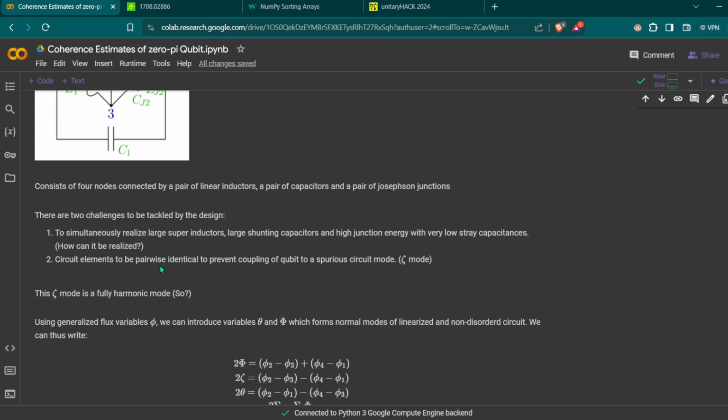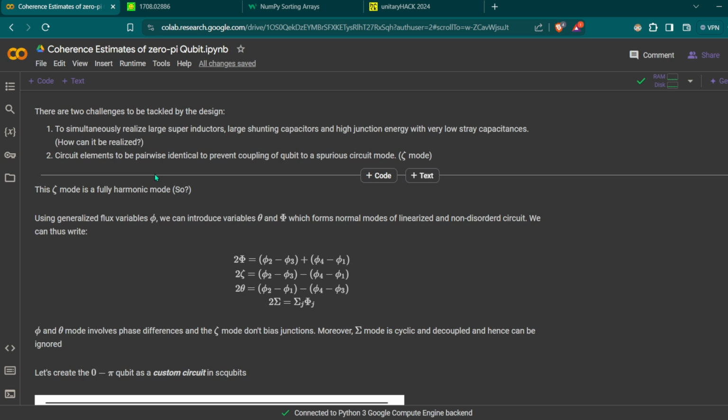And there is another challenge which needs to be tackled, and that is the circuit elements to be pairwise identical to prevent coupling of qubit to a spurious circuit mode or the zeta mode. So what is this spurious circuit mode? It is basically a kind of an undesirable noise which we have in the circuit, and it needs to be eliminated to have a better kind of result.